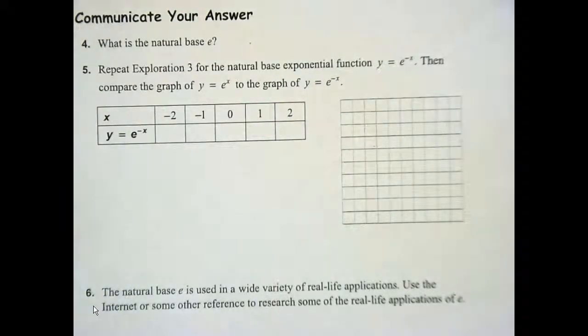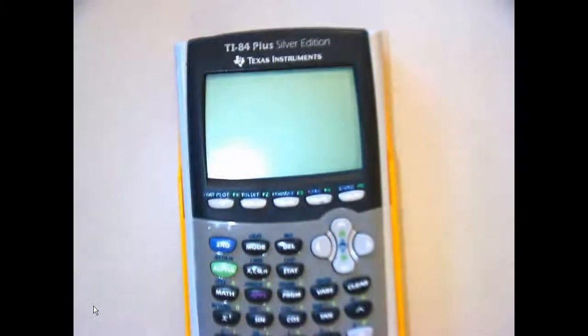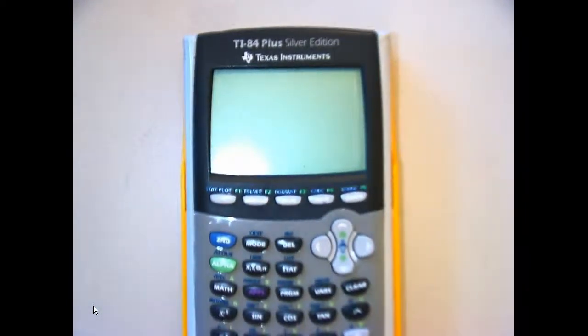Tell your neighbor what value e is. 2.718. Now I want you to locate it on your calculator. Find e and push the button and see what you get. E to the x, so I just put e to the first.